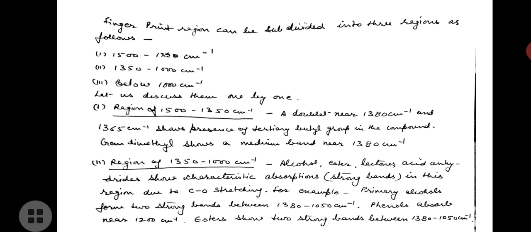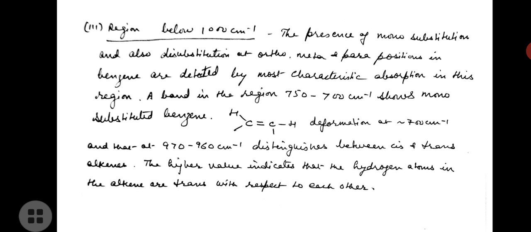Second is the region 1350 to 1000 centimeter inverse. Alcohols, esters, acid anhydrides, lactones, etc. show characteristic strong absorption bands in this region due to C-O stretching. Now, primary alcohols form two strong bands between 1380 to 1050 centimeter inverse. Phenols absorb near 1200 centimeter inverse. Esters show two strong bands between 1380 to 1050 centimeter inverse.